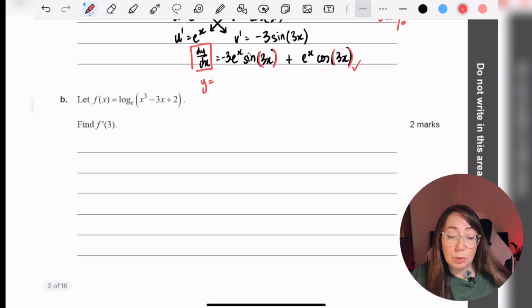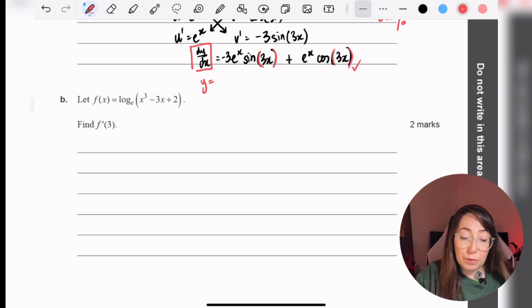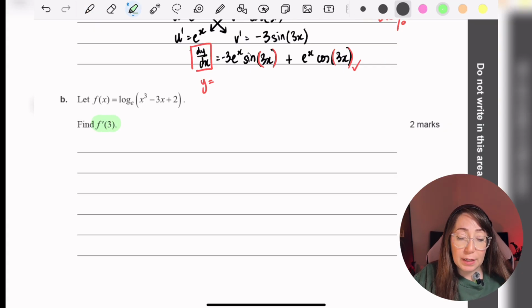Let f of x equal log e of x cubed minus 3x plus 2. And it asks you to find f dash of 3. So again, this is a stock standard question for part B, usually requiring the chain rule. So we've got our instruction here to find f dash of 3.